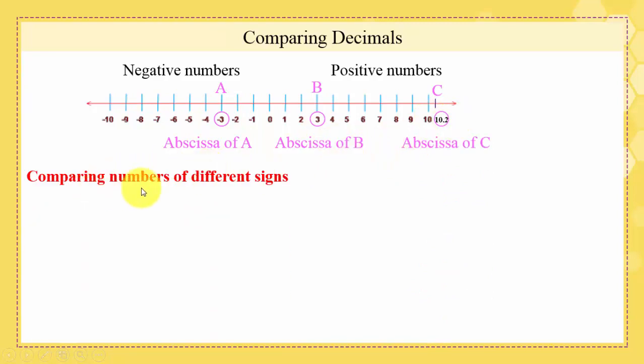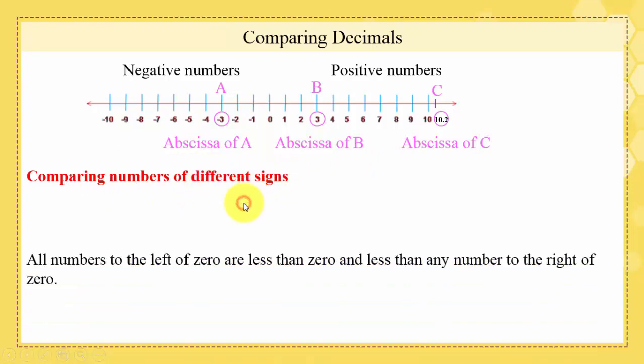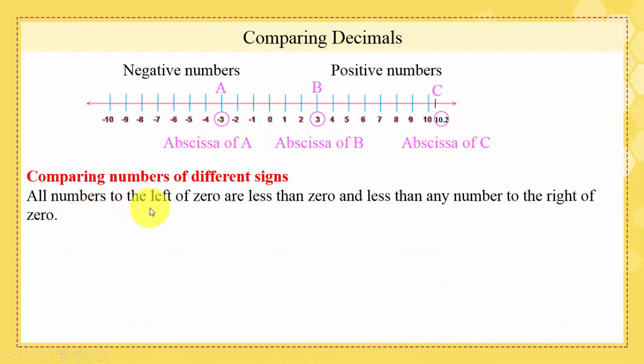Now comparing numbers of different signs. The two numbers are of different signs. All numbers to the left of 0 are less than 0 and less than any number to the right of the 0. Example: minus 2 is less than 0, 0 is less than 2, minus 2 is less than 2, 1 is greater than minus 4. So, the negative numbers are less than 0 and less than the positive numbers.